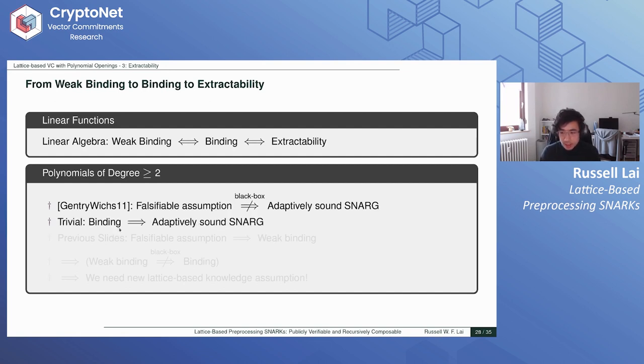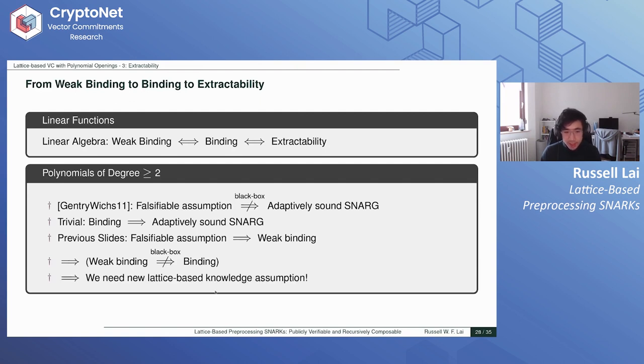And on the other hand, it is quite trivial to see that if we have a VC scheme for quadratic polynomials, which is also binding, then we immediately get an adaptively sound SNARK for quadratic equations. And just now in the previous slide, we showed that from a falsifiable assumption, namely the CRISIS assumption, we are able to get weak binding for such a VC scheme. And therefore, combining all these three implications together, we conclude that there is no black box way to reduce weak binding to binding. And therefore, to conclude, we need a new lattice-based knowledge assumption in order to prove binding, not to mention extractability.